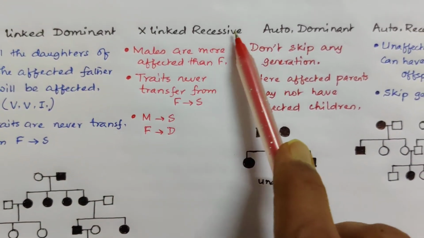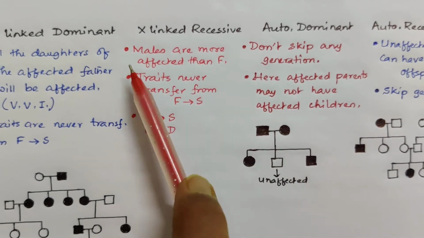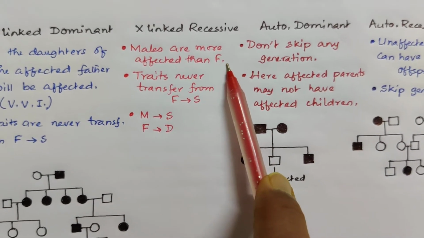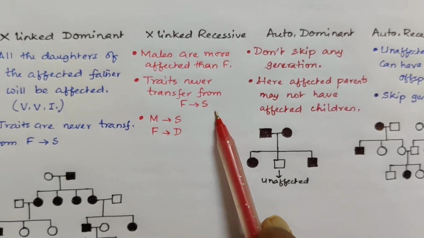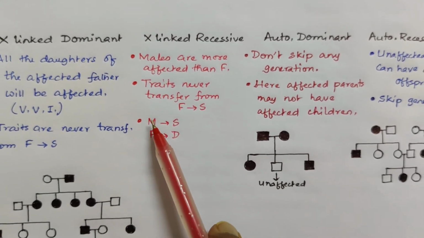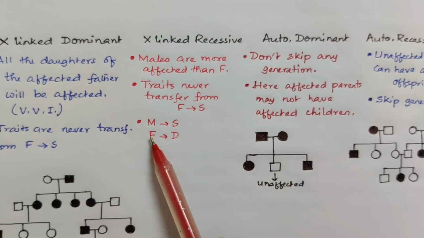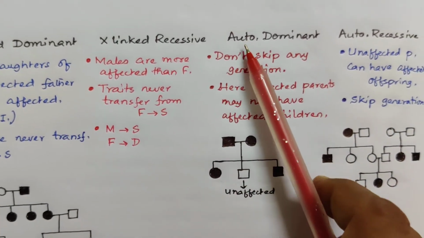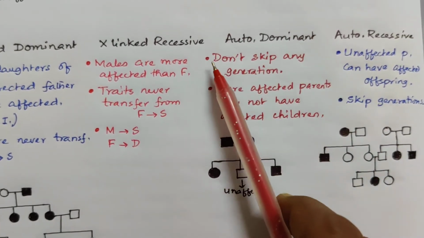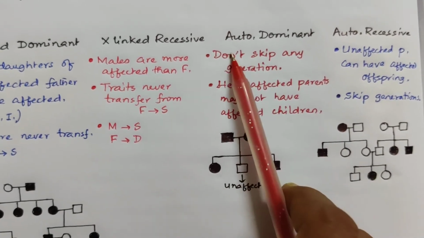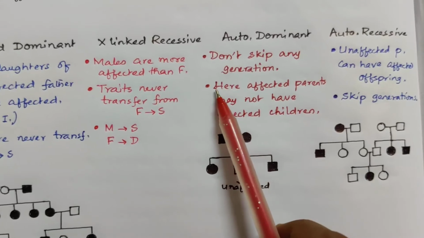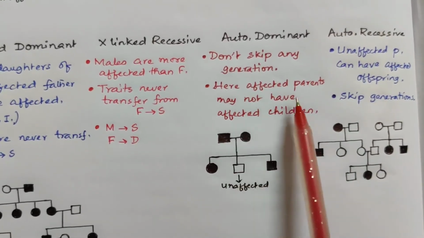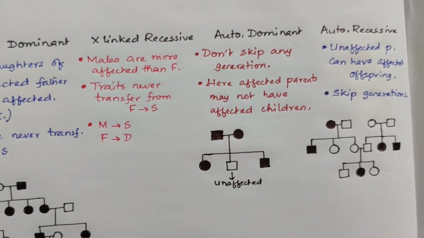In case of X-linked recessive, the males are more affected than females. The traits are never transferred from father to son, always transferred from mother to son or father to daughter. In case of autosomal dominant, they don't skip any generation, meaning they will be present in all the generations. And here the affected parents may not have affected children.